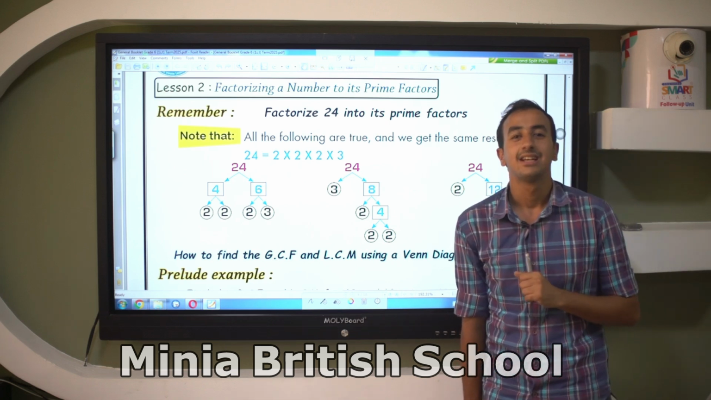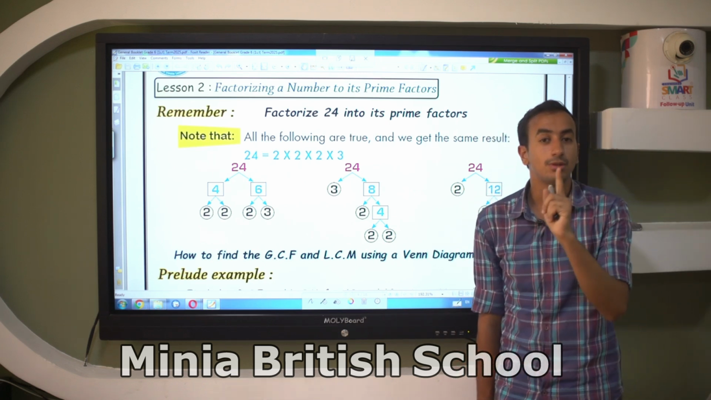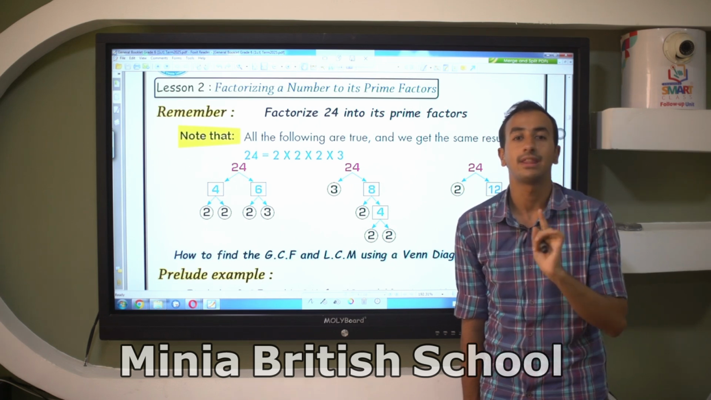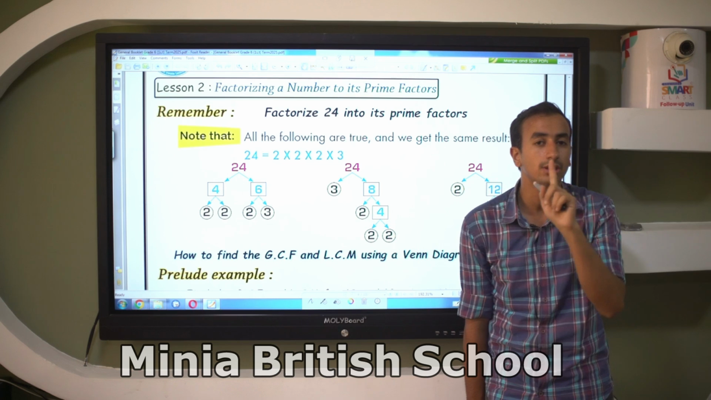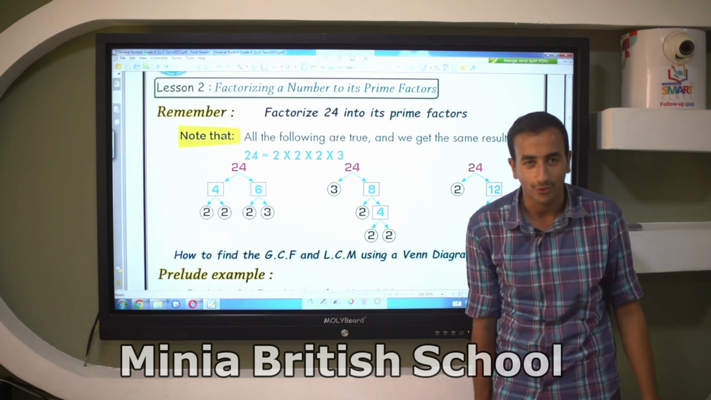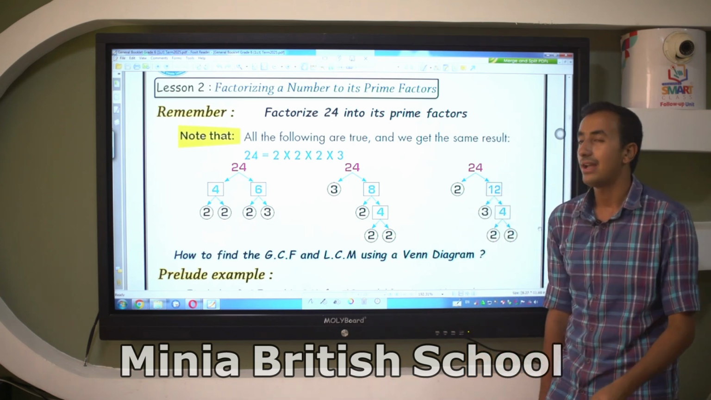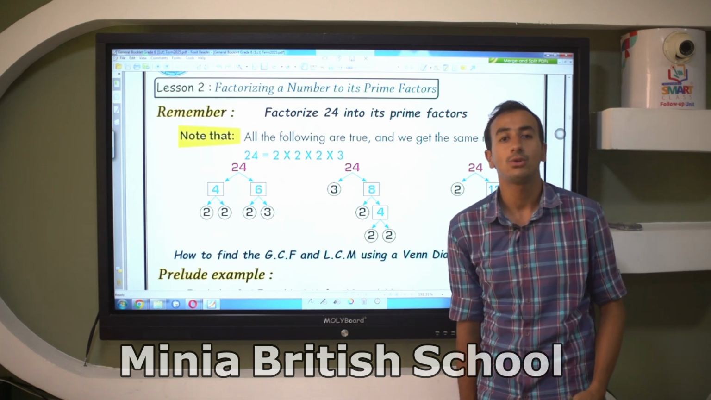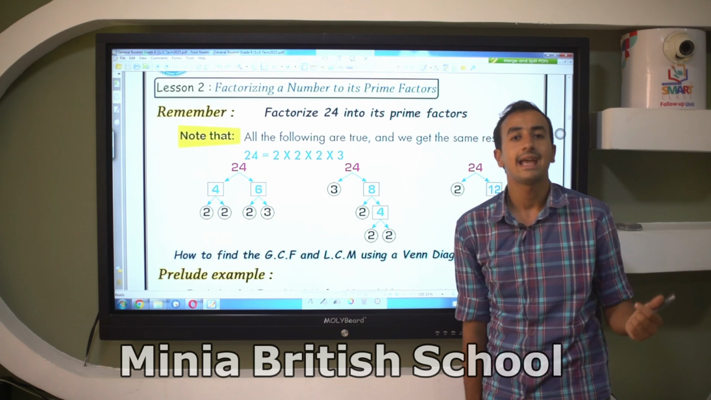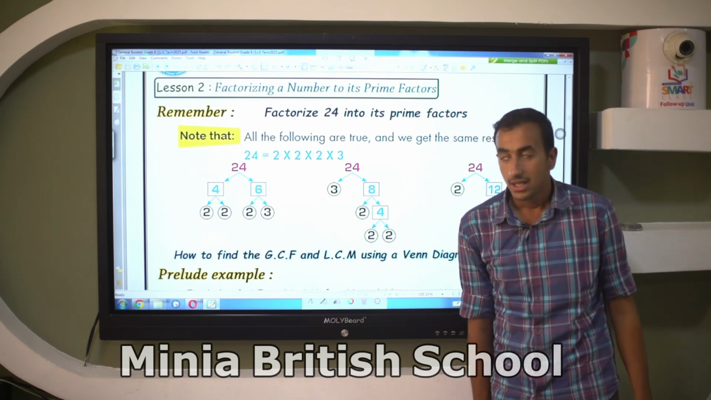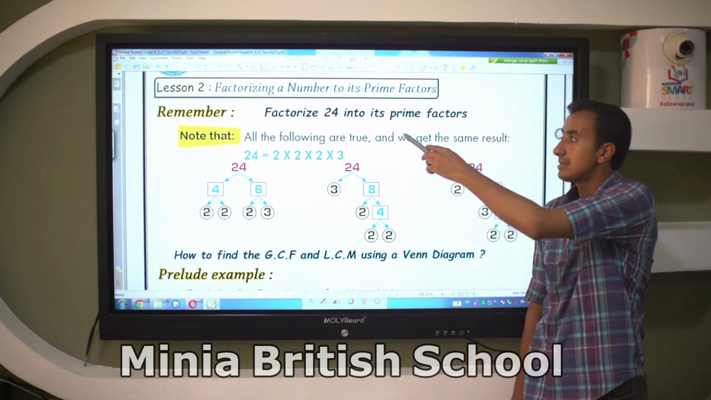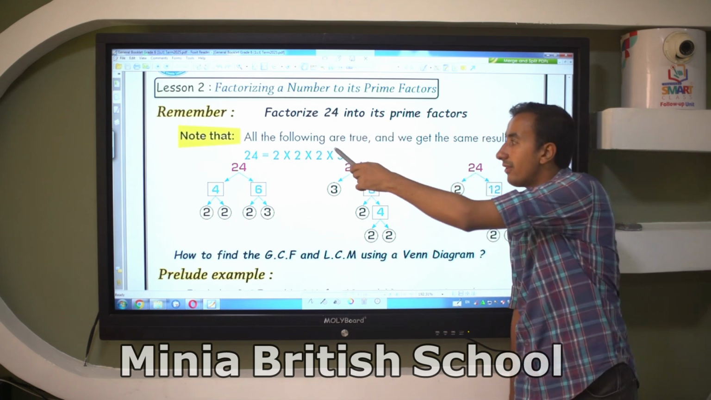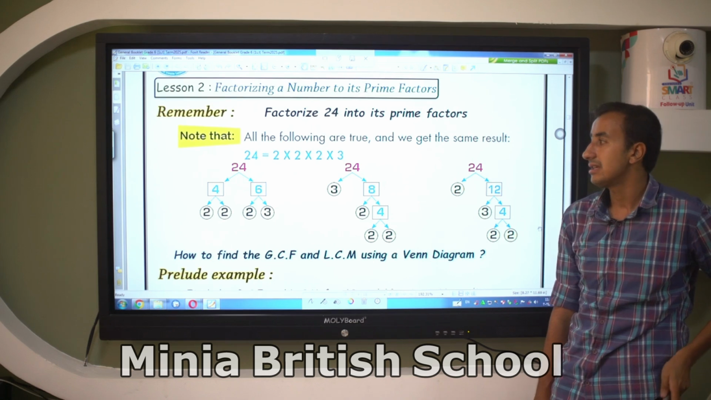Yes, but you must remember that the number must be more than 1, because 1 is not a prime number, because 1 is a factor of all numbers. So a prime number is any number more than 1 that has only 2 factors, 1 and the number itself. Okay, we can take here: factorize 24 into prime factors. We can get the same result in all of the following ways.